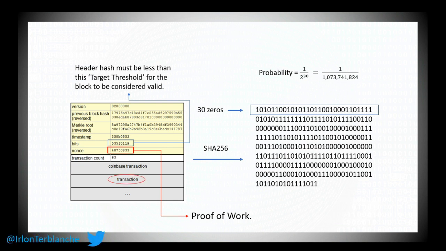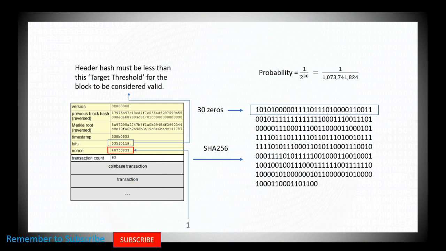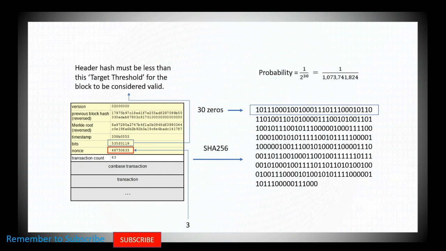Now what this means is if you even make the slightest change to any of the transactions in the block, you would have to find a new nonce to create a hash that sits below the target threshold set by the network. And you'd have to go through the process over and over and over again until you find a nonce to yield a header hash that sits below the target threshold. So again, this is computationally hectic.